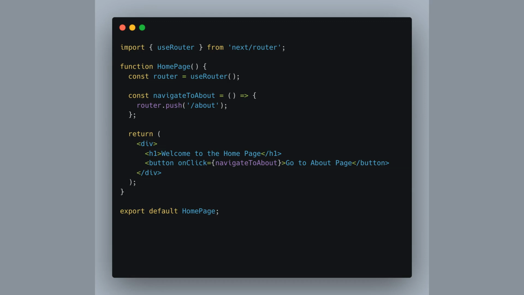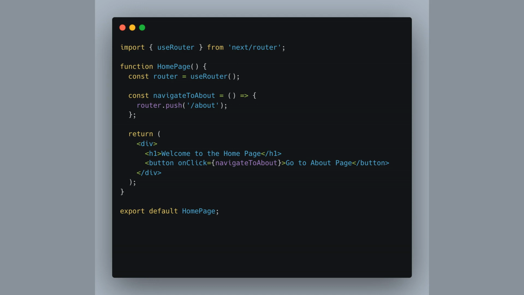Let's explore the app router in Next.js 14 by starting with a basic example. Here, we import useRouter from Next router in our homepage component. This hook provides us with the router object. We define a function navigateToAbout that uses router.push to navigate to the about route. In our JSX, we have a simple button. When clicked, it triggers navigateToAbout, demonstrating how easily we can navigate between pages using the app router in a functional component.